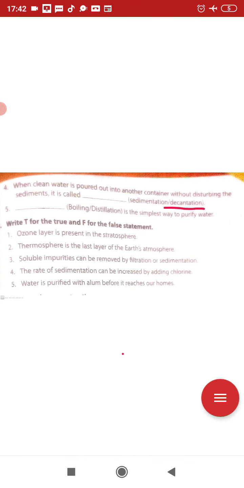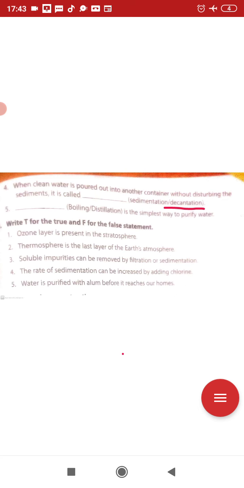Now question number 5, the last question. Dash is the simplest way to purify water, boiling or distillation? What do you think? Two types of impurities we got: insoluble impurities and soluble impurities. Insoluble impurities are those that do not dissolve in water or any liquid, and soluble means that can be dissolved. Those impurities dissolve in water completely. By sedimentation, decantation, and filtration, we can separate the insoluble impurities.